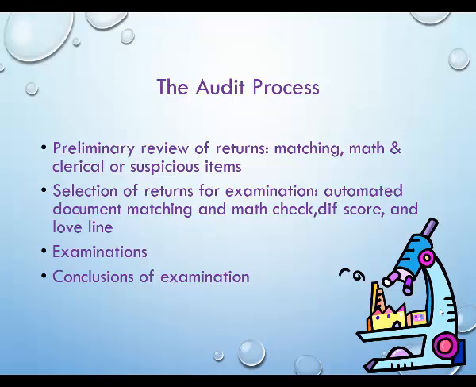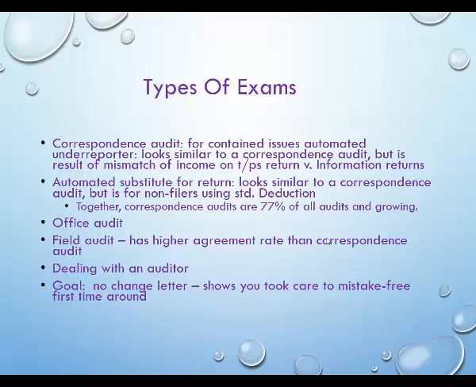The audit process, they do this preliminary return where they do the matching and the math and they look for clerical problems or suspicious items. And then they check it against your industry and people of similar income, and they check it against any records from the whistleblowers. And if there are enough flags raised, if you have enough points on your DIF score, for example, or they have enough evidence to believe there's a problem, it will prompt an examination, the two of you will have to work out what should actually be on your return together.